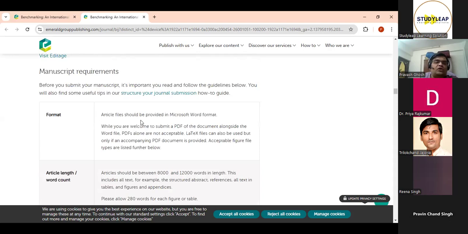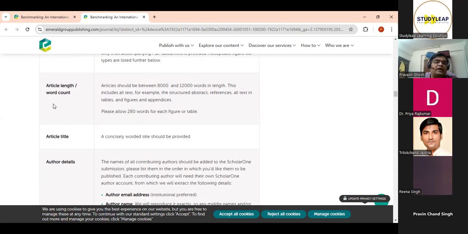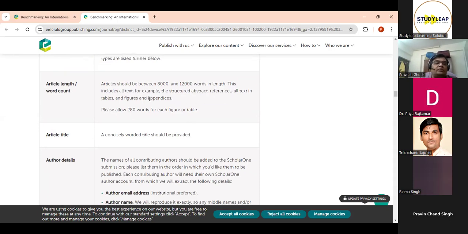Manuscript requirements, format: abide by the format they are giving, right? Word format, article length, 280 words for the abstract. Just try to abide by it. Generally 8,000 to 12,000 words. Don't exceed the limit. They will reject for word limit also. I am telling you, it has not happened to me, but sometimes they reject even for the word limit.